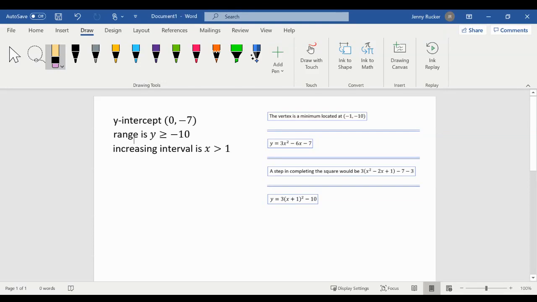In this problem, we are given key features and we are asked to use those key features to see which of the following statements are true. We have the y-intercept, the range, and the increasing interval. Since I have the range and the increasing interval, I'm thinking I'll start in vertex form.